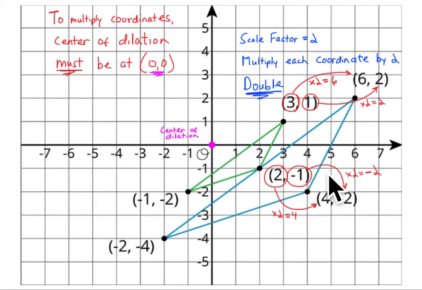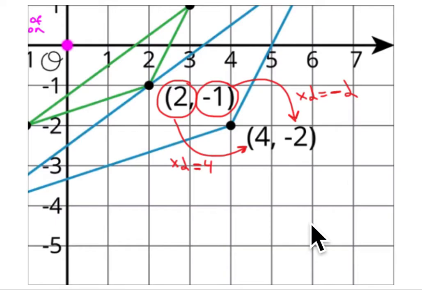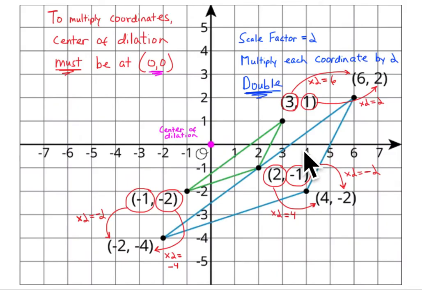So the next one are these 2 points. The coordinates of this point is 2, -1. Well, 2 times 2 is 4, so you're going to go out 4 units, and 2 times this -1, you're going to go in the negative direction 2 units. So 2 times -1 is -2. So this is out 4, -2 from 2, -1. So 2 times 2 is 4, and 2 times -1 is -2. So just multiplying the coordinates.